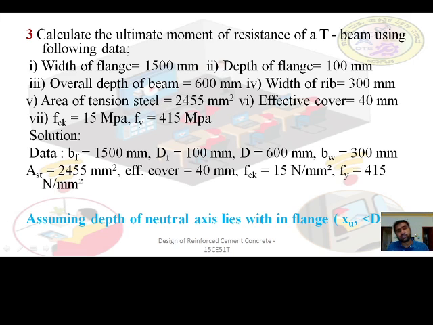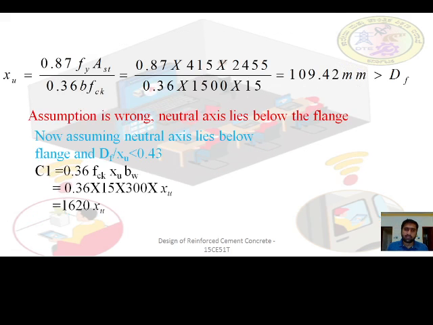As usual, we will assume first that XU is less than the depth of the flange. For that we know the formula. We will substitute all the terms in the formula and calculate the XU. The XU value works out to be 109.42 mm. So this is greater than DF, so our assumption is wrong. Next we assume that the neutral axis lies below the flange. So we will calculate the C1 value, C2 value and tension force.